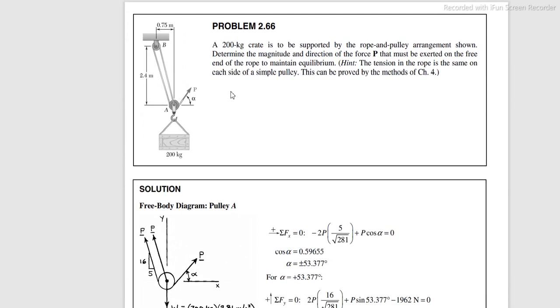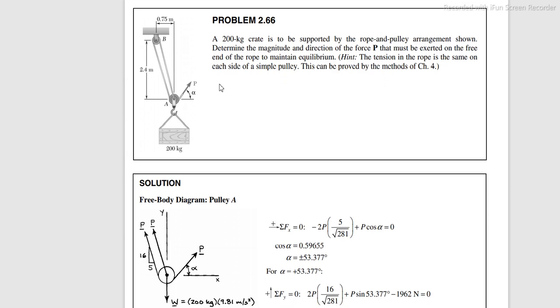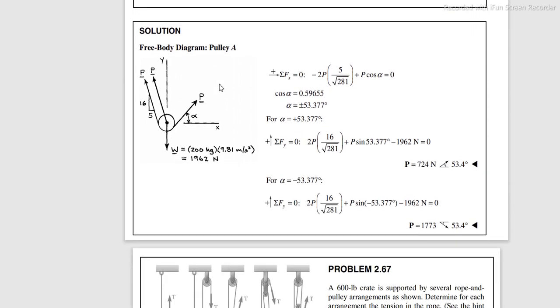Problem 2.66. A 200 kg crate is to be supported by the rope and pulley arrangement shown. Determine the magnitude and direction of the force P that must be exerted on the free end of the rope to maintain equilibrium. That can be provided by the methods of chapter 4. That is the solution.